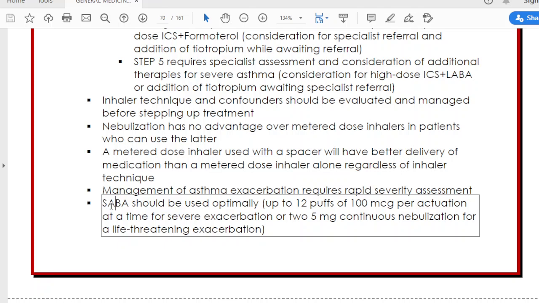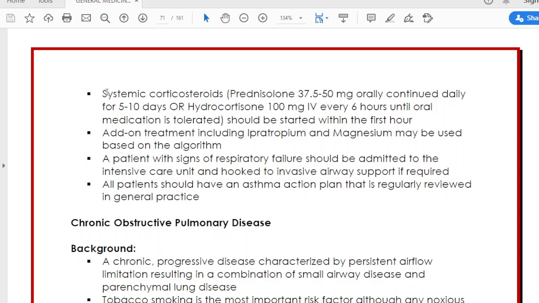SABA should be used optimally, up to 12 puffs of 100 mcg per actuation at a time for severe exacerbation, or 2-5 mg continuous nebulization for a life-threatening exacerbation. Systemic corticosteroids, prednisolone 37.5 to 50 mg orally continued daily for 5 to 10 days, or hydrocortisone 100 mg every 6 hours until oral medication is tolerated, should be started within the first hour.